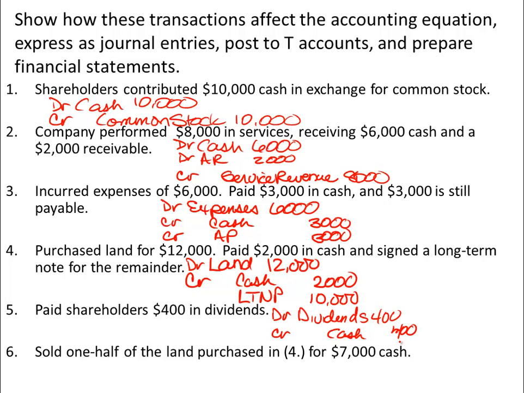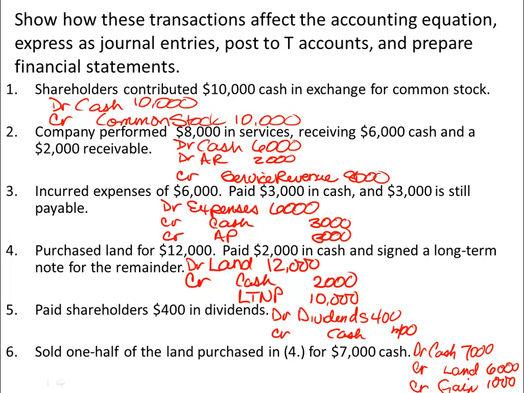Sold one half of the land purchased in 4 for $7,000 cash, so we're going to debit cash $7,000. Now the land that we acquired in 4 cost $12,000 total, so if we sold half of it, I'm going to credit land for half of $12,000, or $6,000, and I see that this entry doesn't balance, and since I need another credit, it means that I sold the land at a gain of $1,000. In other words, I received $1,000 more than I paid for the land, or the cost of the land.